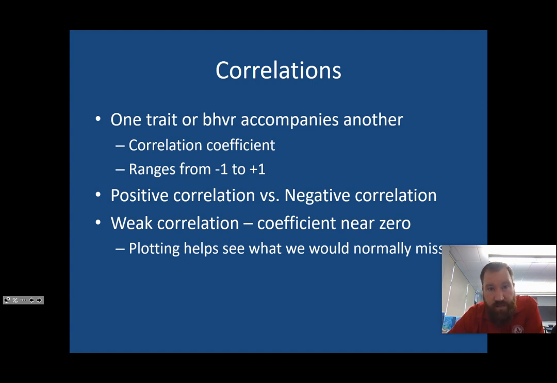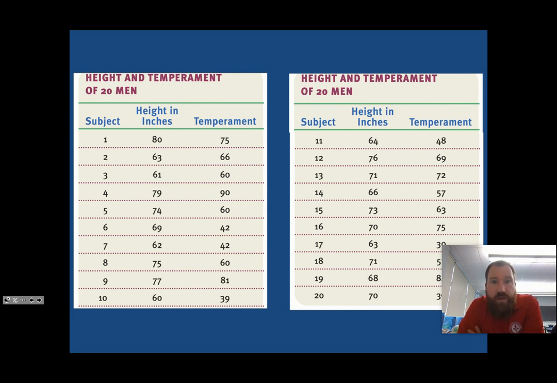So let's take a look at some data. So here are two tables that show the height of 20 men and their temperament scores on a personality inventory. Temperament just basically means how likable are you? How nice are you? Just looking at this raw data, it's hard to see if there's any connection between how tall someone is and how nice or likable they are. I'm kind of taking my time here, hoping that you're going through and looking at this and trying to find any relationships.